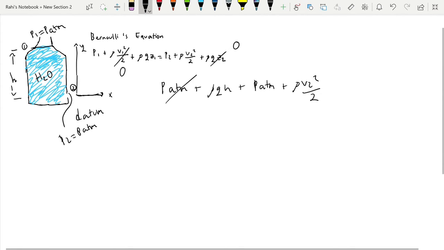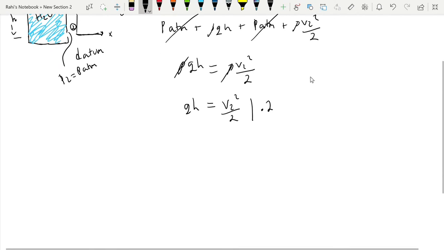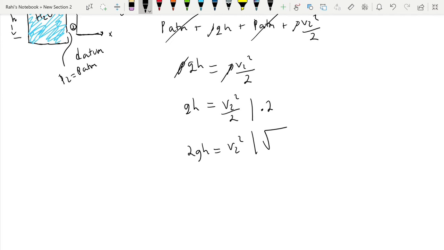So we can cancel out both P ATMs from both sides. We're left with rho GH equals rho V2 squared over 2. We can cancel out the rho's on both sides. This turns into GH equals V2 squared over 2. Multiply both sides by 2, and you're left with 2GH equals V2 squared. Take the square root of both sides. The square root of 2GH equals V2.